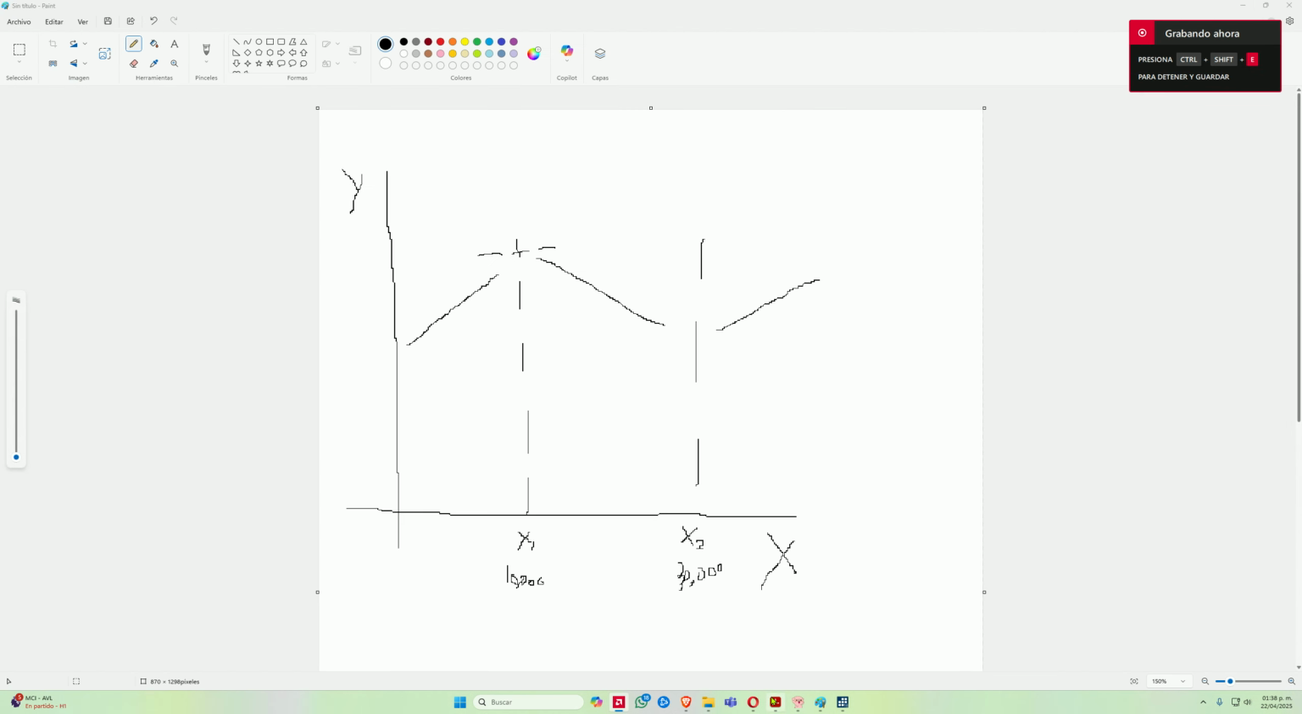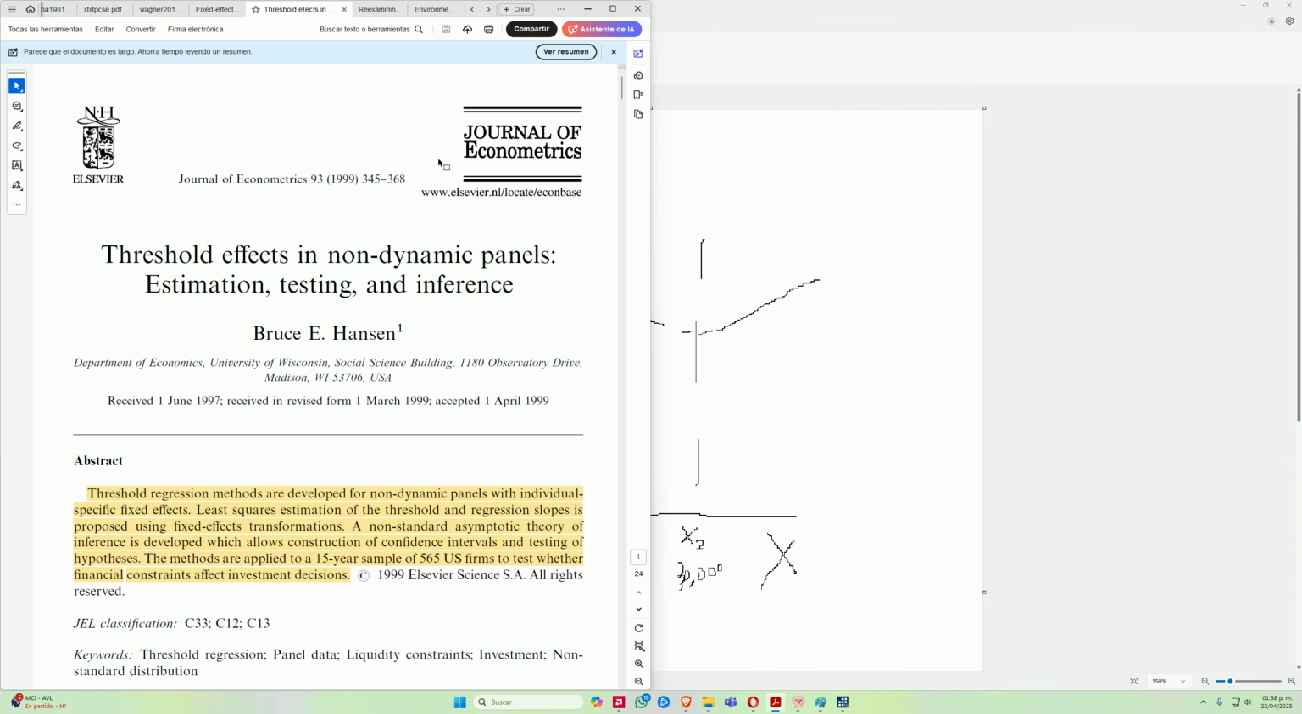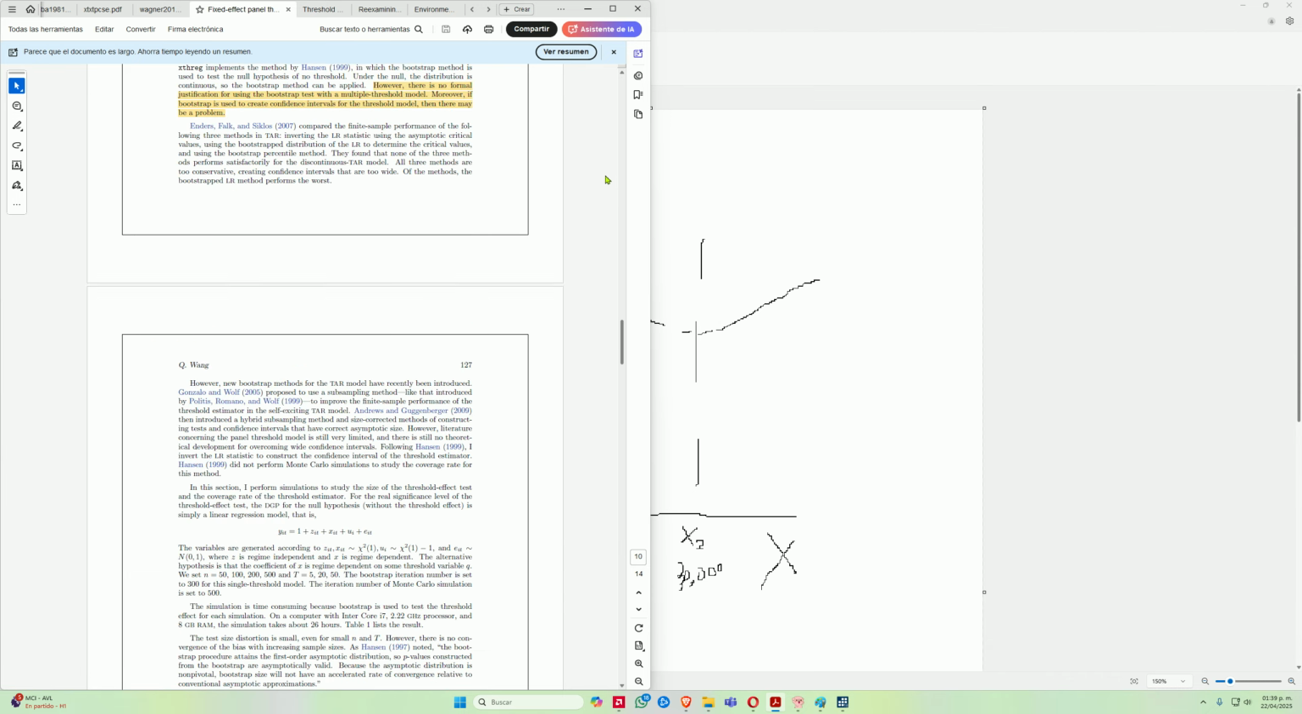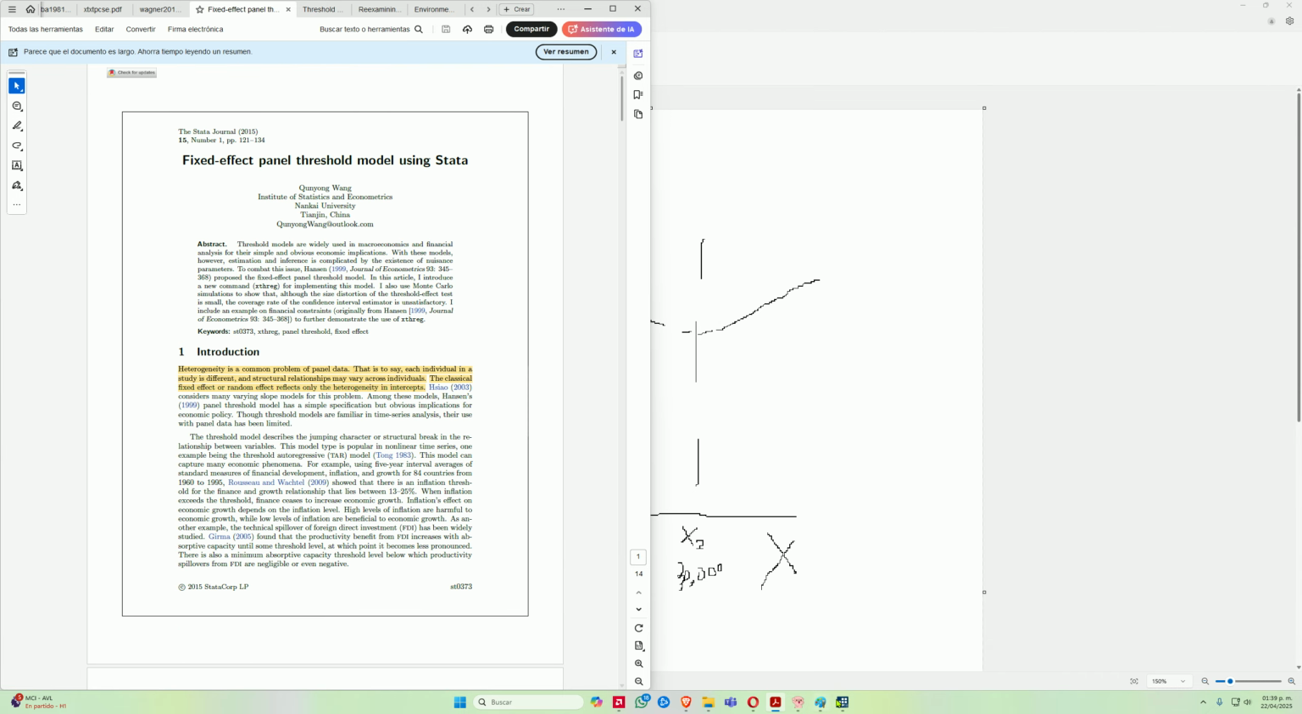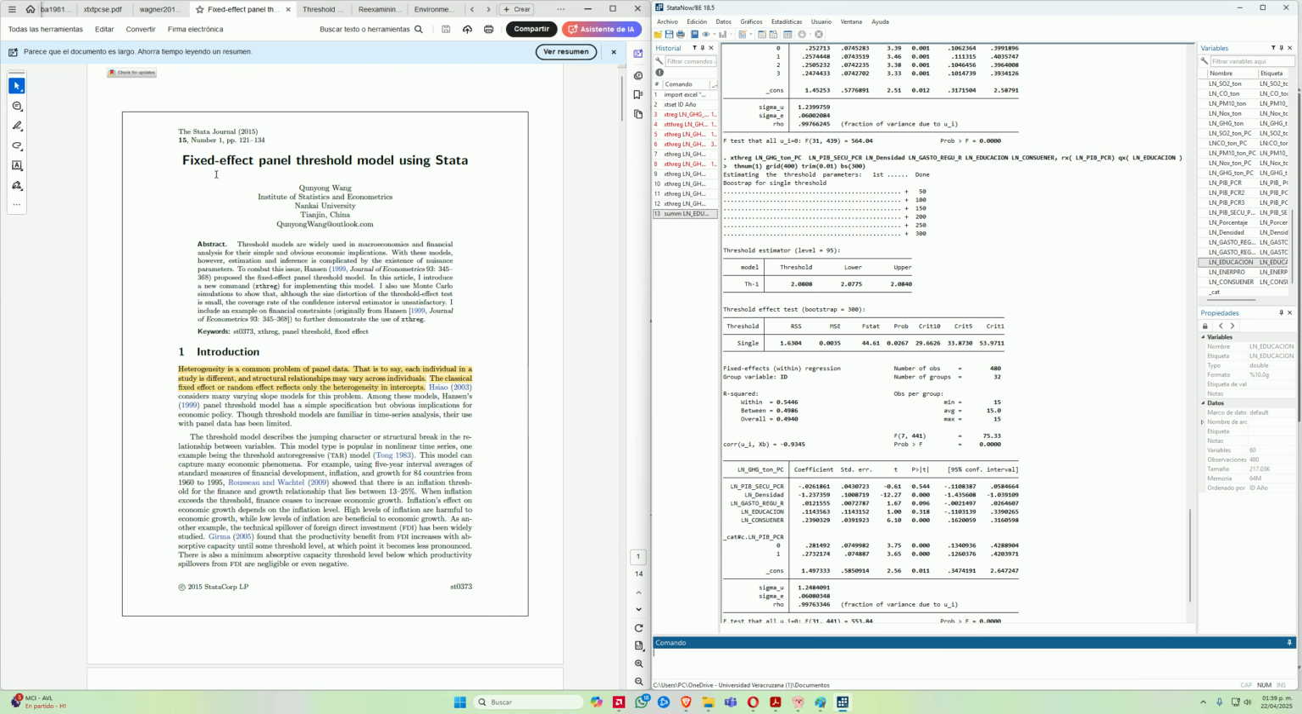Hello everyone, today I'm going to teach you how to do a threshold panel in Stata. First of all, the threshold panel was developed by Bruce E. Hansen in his paper Threshold Effects in Non-Dynamic Panels: Estimation and Testing. And here we have the paper where the threshold command in Stata was developed, a kind of manual of threshold panel in Stata, "Fitting the Panel Threshold Model Using Stata" by Quang Vuong.